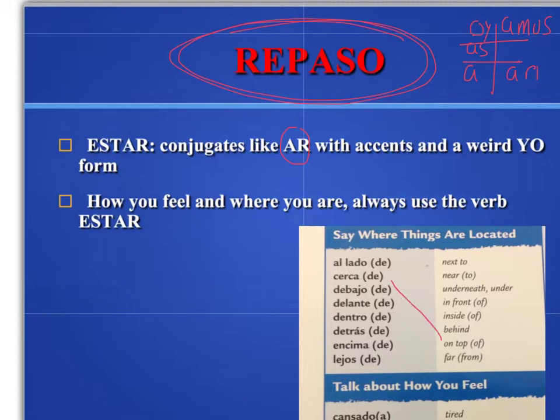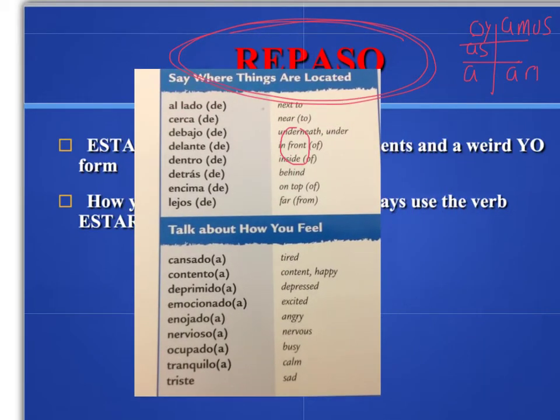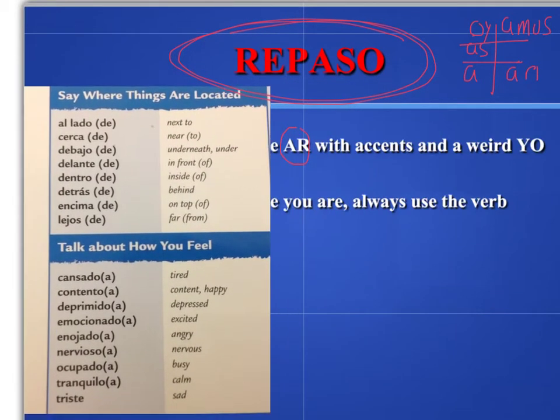So from your vocab card, oopsie, I don't want to do that. No, I didn't want to. For your vocab card, I think I need to do this touch thing. If you look on your vocab card in class, you will see that we have a section called Say Where Things Are Located, and Talk About How You Feel. Okay, here we are, talk about how you feel. These are all words that you can use with estar. So you could say something is next to. Está al lado de. Está cerca de. So these sections, when you get into class, you can remember that these are to be used with estar.